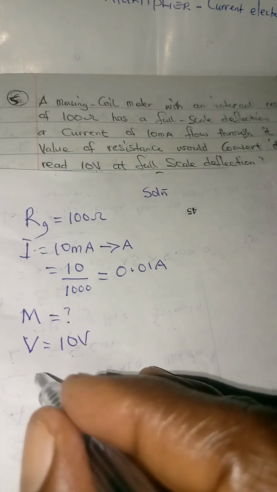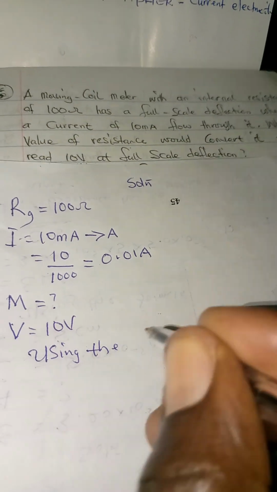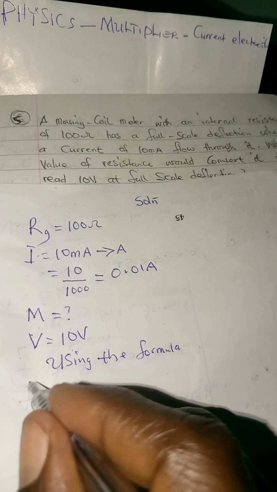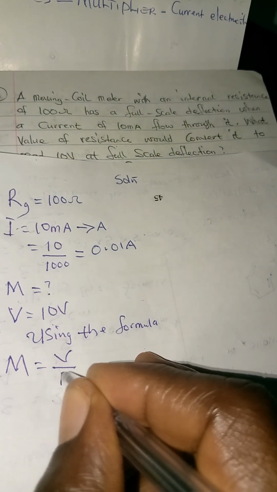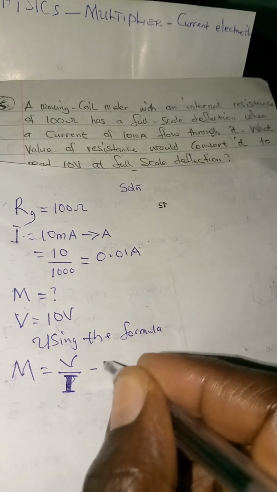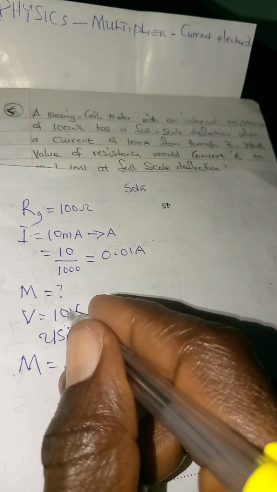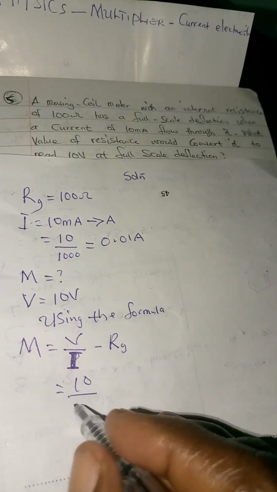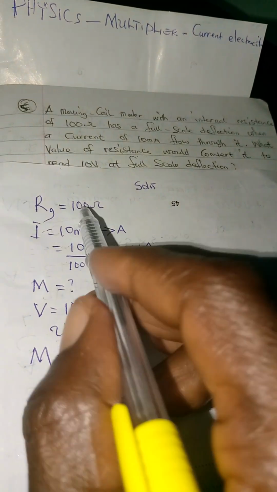Simple. So I like using formula to make my work simpler. The formula in this case is multiplier equals volts divided by current, minus the resistance of the galvanometer. If you do this, what is volts? Volts is 10. 10 divided by, what is my current? Current is 0.01 minus, what is my resistance of the galvanometer? It is 100.